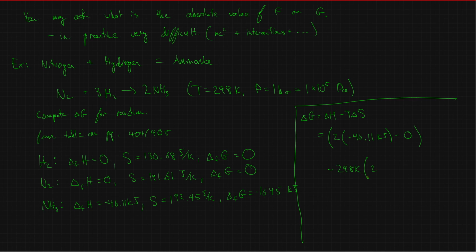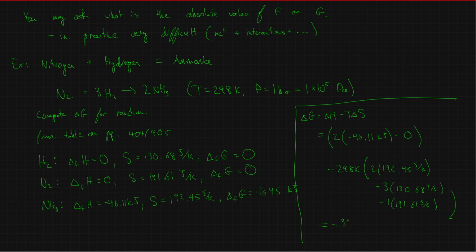So here there are 2 ammonia, so we need 2 times whatever that change in entropy is. So it'd be 2 times 192.45 joules per Kelvin minus 3 times the hydrogen's value, 130.68 joules per Kelvin, and then minus 1 times the nitrogen's value, joules per Kelvin. Okay, so if you plug that all in your calculator, what do you find?